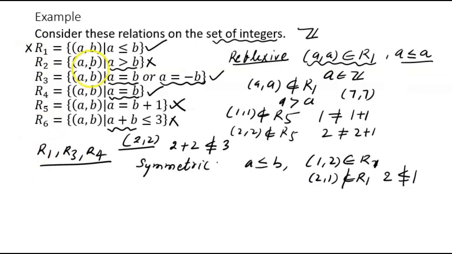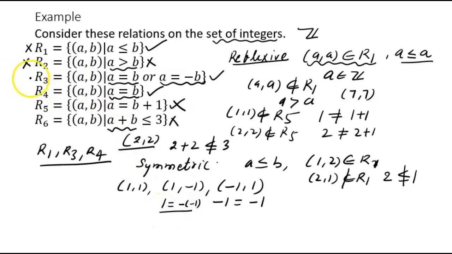What about R2? R2 is certainly not symmetric, because if A comma B is in R2 with A greater than B, then B comma A can't be there, because if A is greater than B, then B can't be greater than A. What about R3? R3 is symmetric because it contains only those elements for which A is equal to B or A is equal to minus B. Let us understand through an example. Suppose 1 comma minus 1 is there, because 1 is equal to minus of minus 1. Then minus 1 comma 1 is also there, because minus 1 is equal to minus of 1. So it is symmetric here.